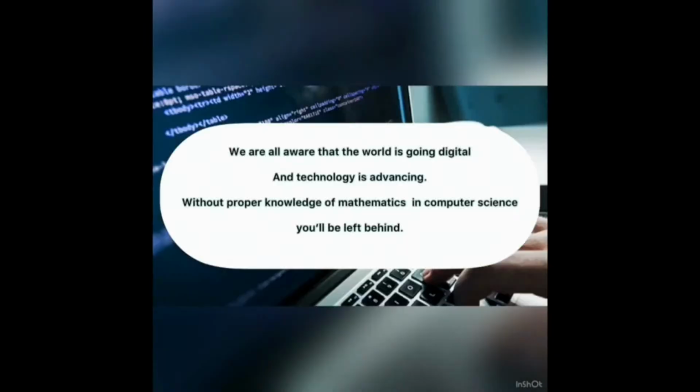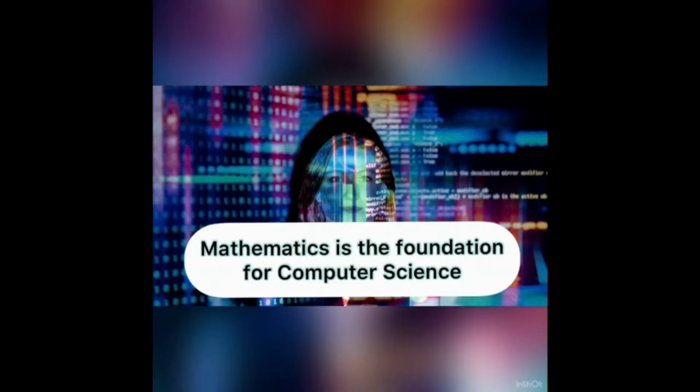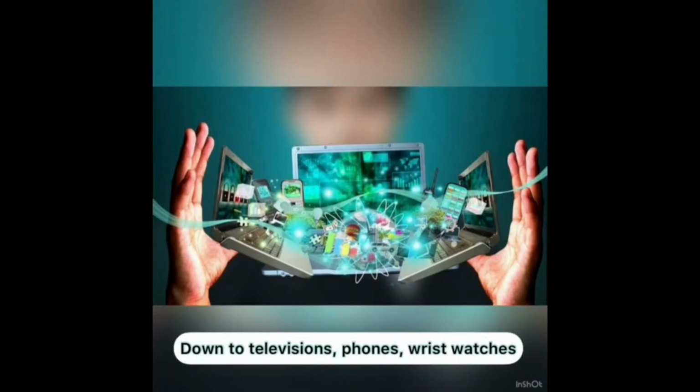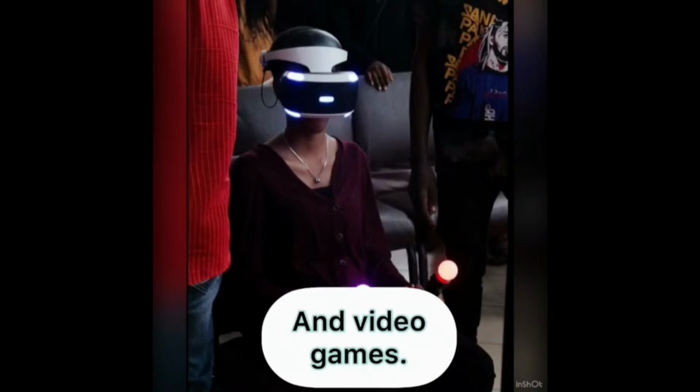Mathematics and computer science. We are all aware that the world is going digital and technology is advancing. Without proper knowledge of mathematics and computer science, you will be left behind. Mathematics is the foundation for computer science because it involves abstract languages, algorithms, calculus, real-world model solutions, and programming. Down to the televisions, phones, wristwatches, and video games.